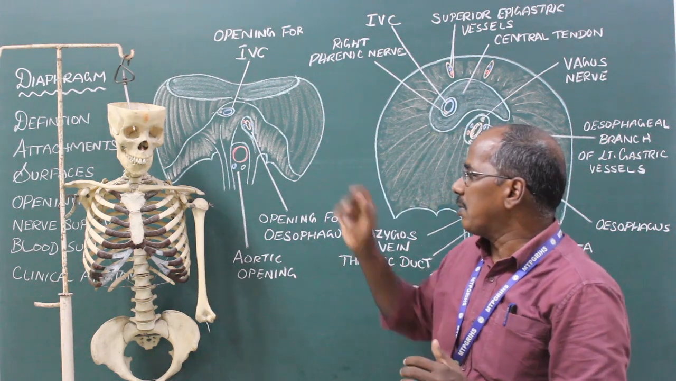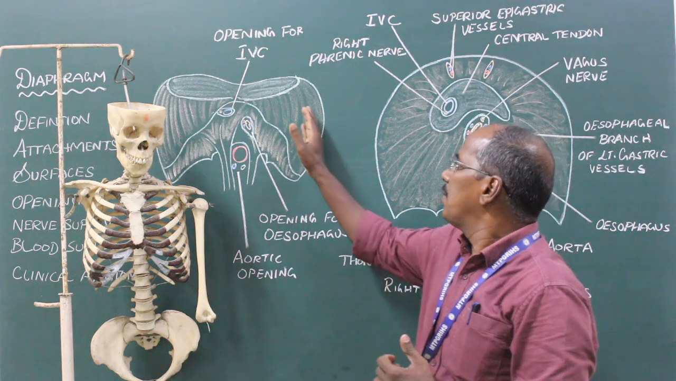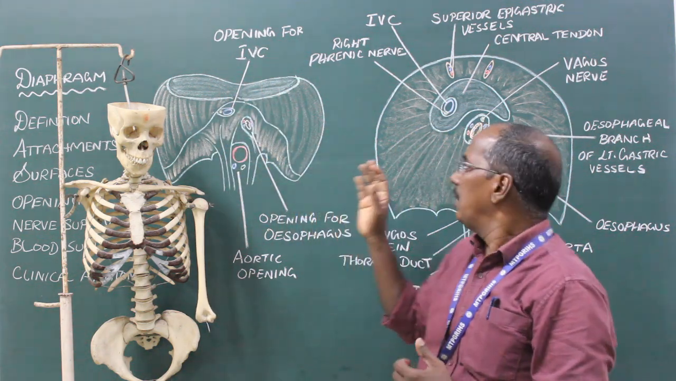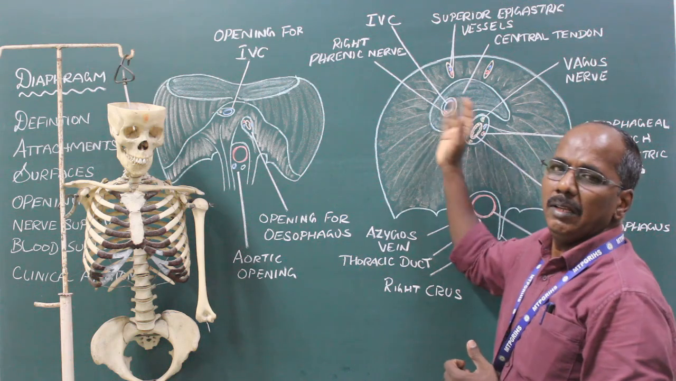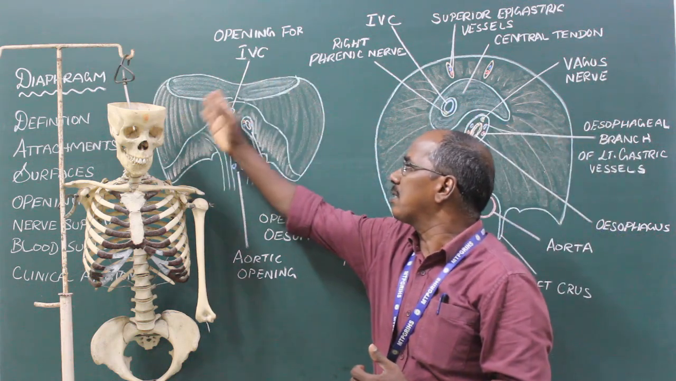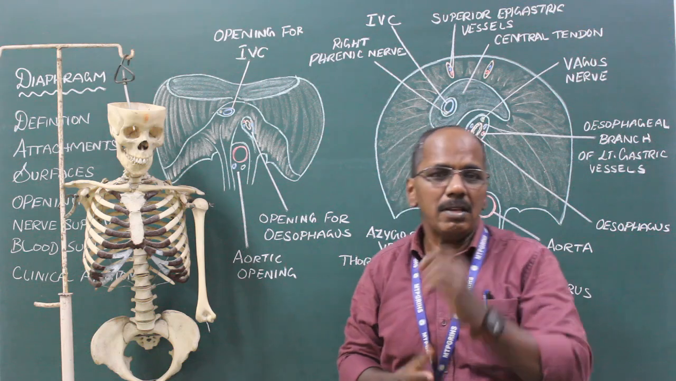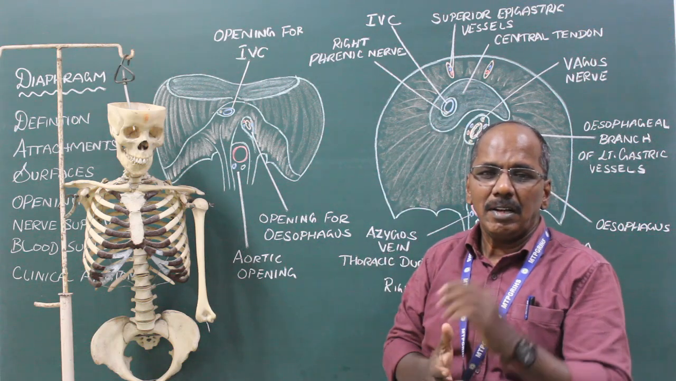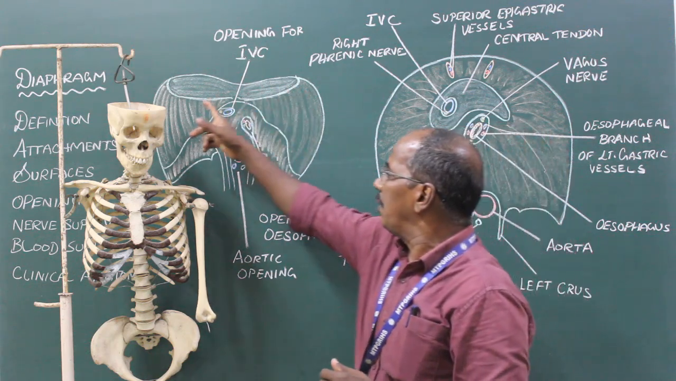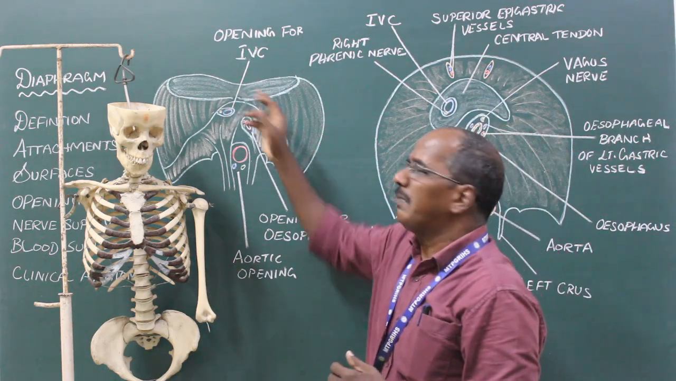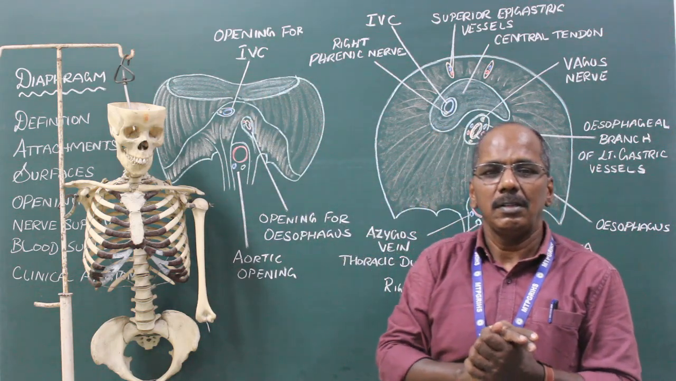Surfaces. It has two surfaces: superior surface and inferior surface. You can see the inferior surface here clearly. The superior surface consists of two domes or cupula and a central flat part.